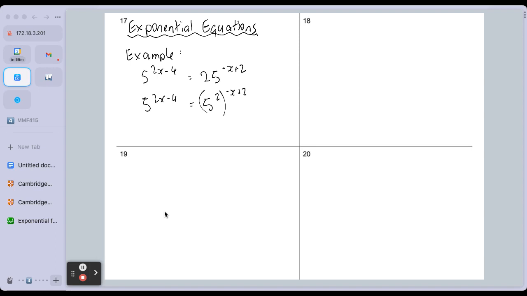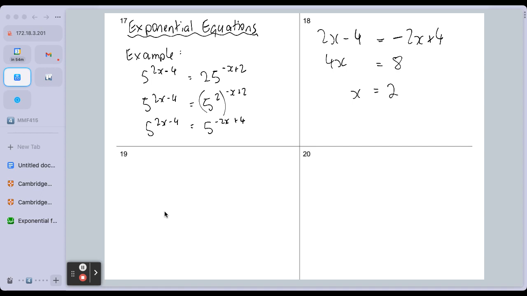Now the next index law we have to use is that this is like an expansion. You have to multiply each thing outside by the thing inside. So that would be 5 to the power of 2x minus 4 is equal to 5 to the power of negative 2x plus 4. Yeah, I distributed the 2. And now I can equate. I can say 2x minus 4 equals minus 2x plus 4. Add 2x to both sides to get 4x. Add 4 to both sides to get 8. And so x is equal to 2.